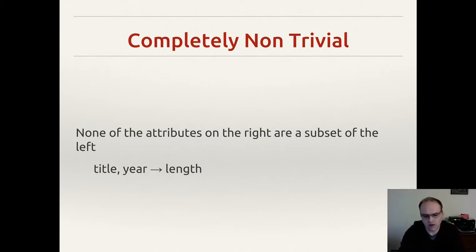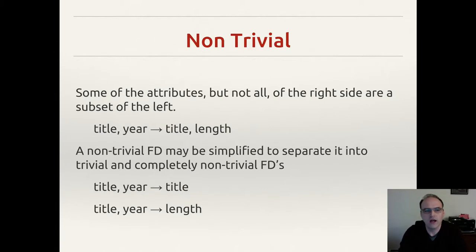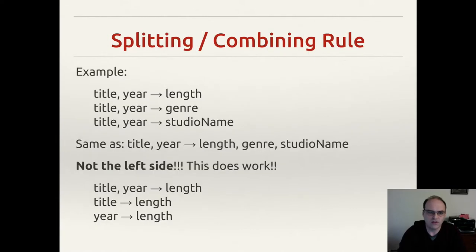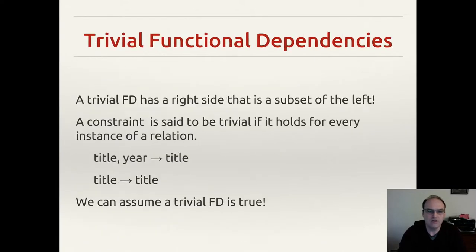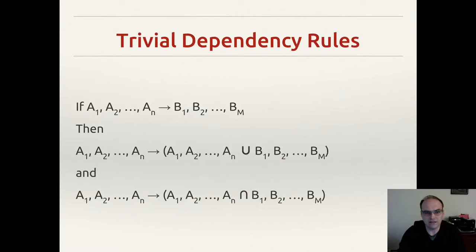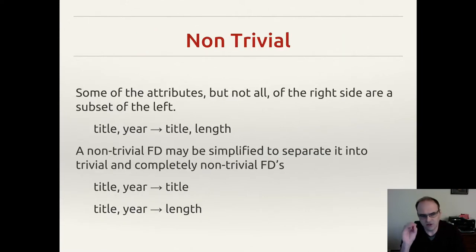This is the one that we want because these are the ones that we can now use to describe what we care about, which is how do we find a key that describes all the other attributes, right? So this is all the other attributes. That's what we're looking for. Now there's a middle ground here, and this is important because now we can use what we were just discussing here with splitting and combining to get to trivial and completely non-trivial. So if you have a non-trivial functional dependency, that means in this case we have title and length being dependent on title and year. Now notice title appears on both sides, but length does not, right? So this qualifies as a non-trivial.